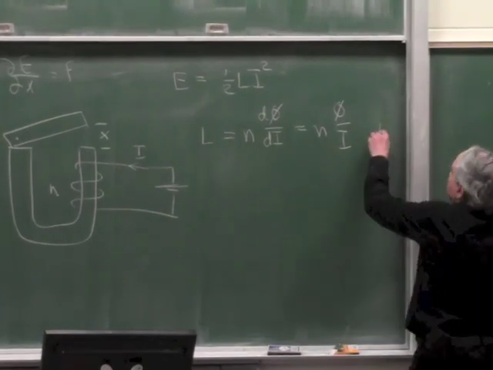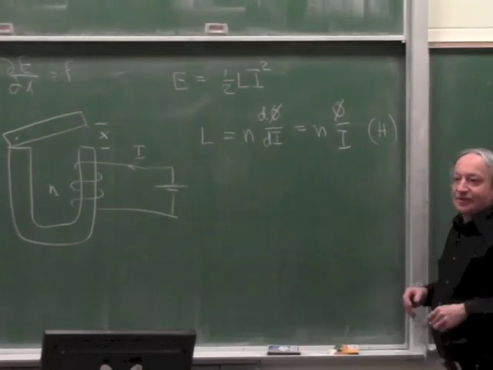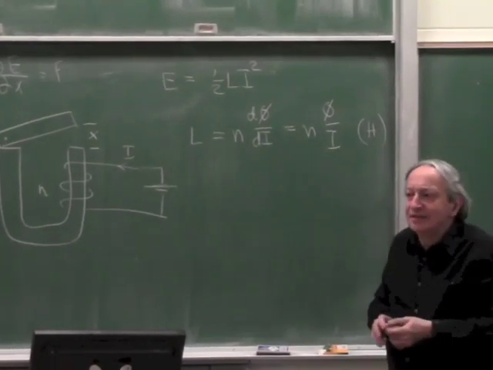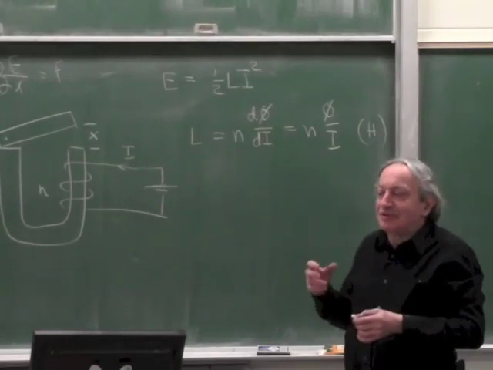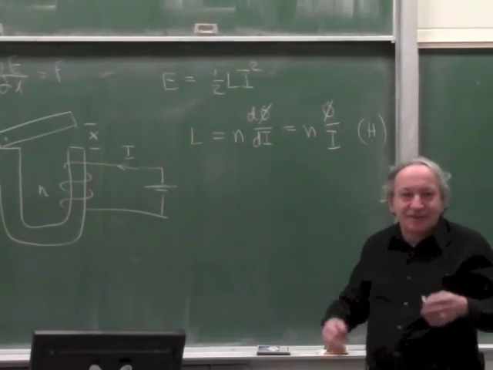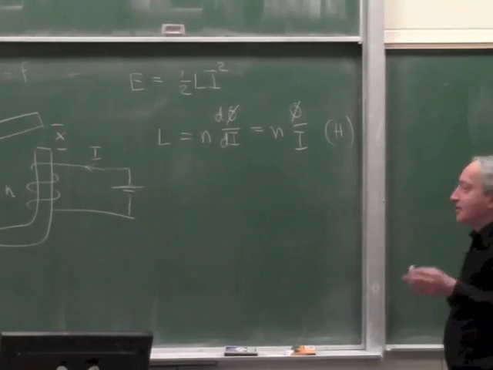The unit of it is Henry. Who was Henry? The person who built the first good electromagnet. He did a lot of studies on electromagnetism. I mentioned his name to you before.